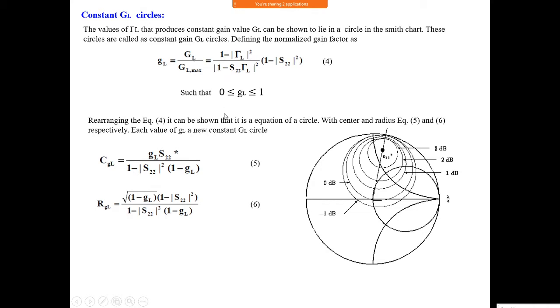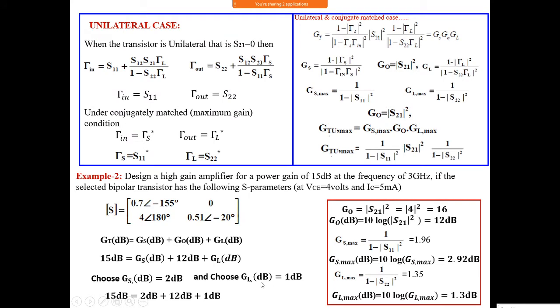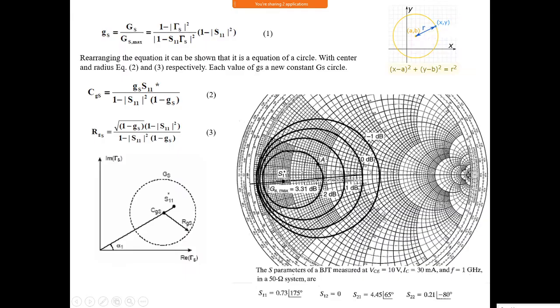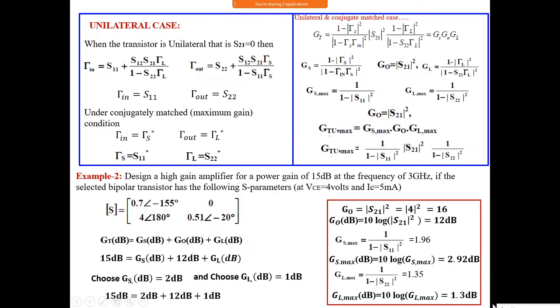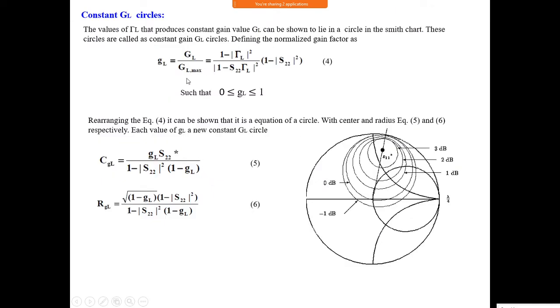For example, in this case, I want GL equal to 1 dB. So that value you should take here. GL is equal to 1 dB, and this GL maximum is 1.3 dB. Those two values you should use here, and this forms a circle. So for that circle equation, the center is this and the radius is this. You need not derive this. Directly you can take the center and radius. So using these two equations, get the center and radius.